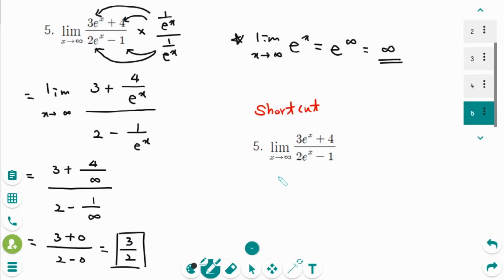Then what about the shortcut? Take the largest term in the numerator and denominator, because this one is infinity over infinity form, okay? So we will take this one, not this one, and then simplify. The answer is just 3 over 2. The same answer.